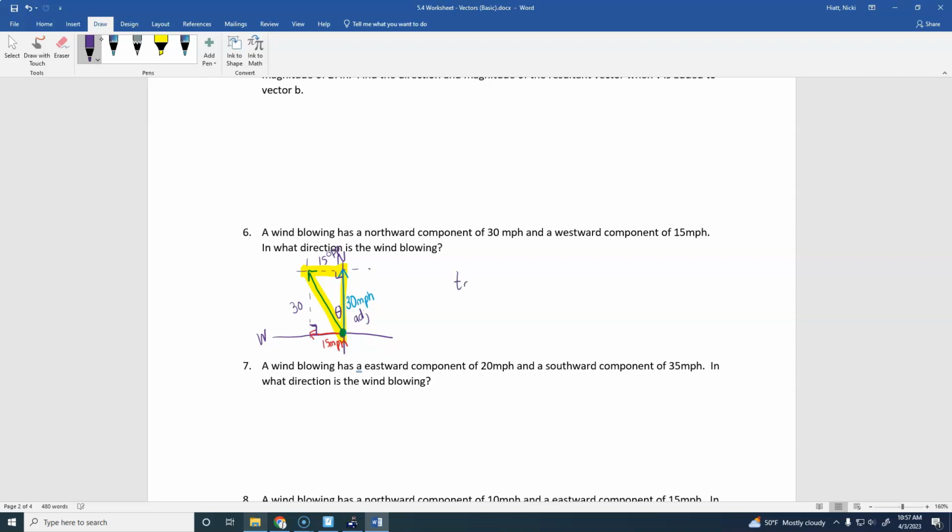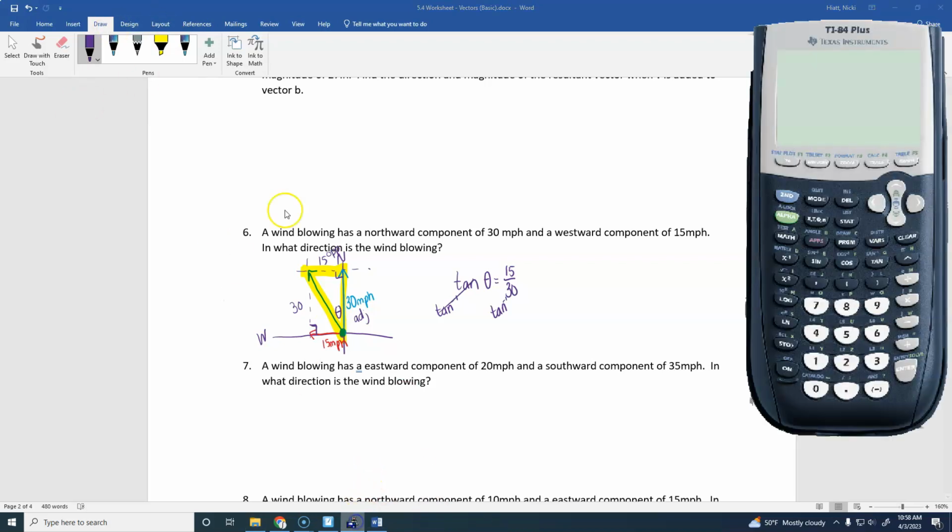Tangent. So I would say tangent of my angle, which I don't know what it is, I'm going to call it theta right now, equals 15 over 30. How do I solve that? How do I get rid of tangent? What is it? Inverse tangent. Alright, so I will do inverse tangent of 1/2, 15 over 30, same thing, 26.565.